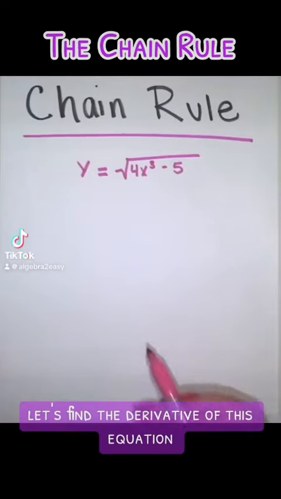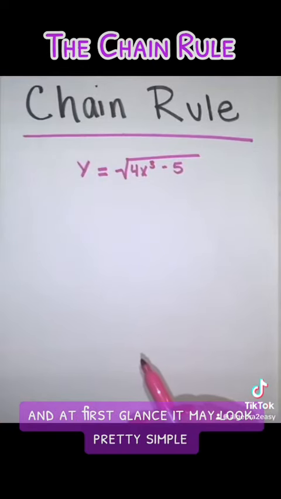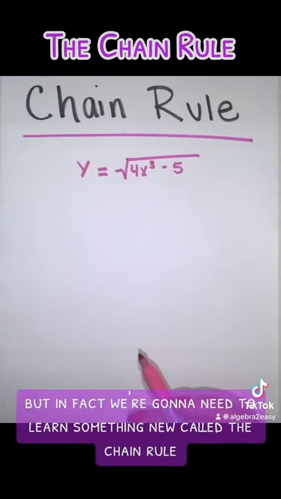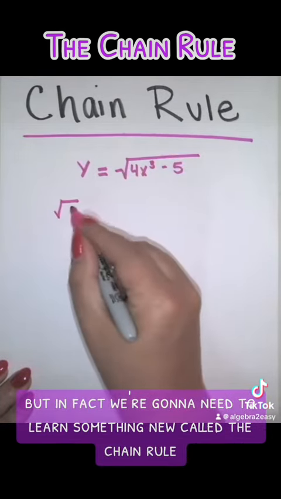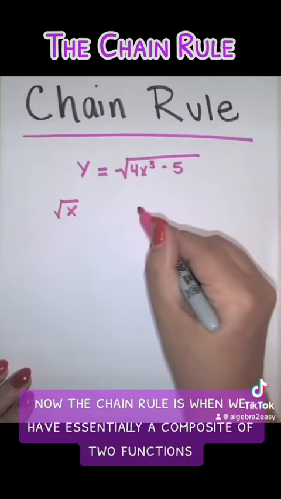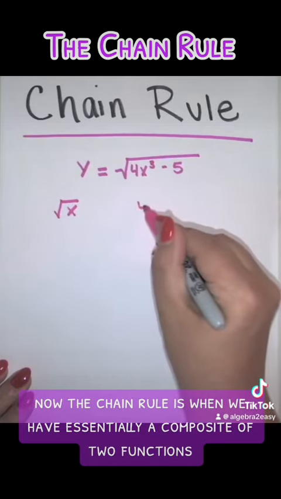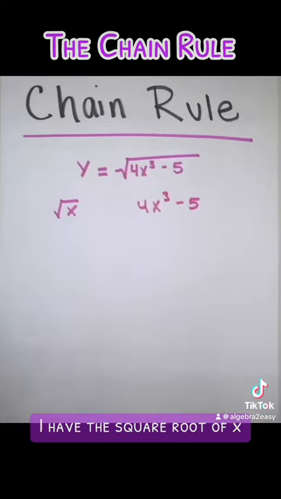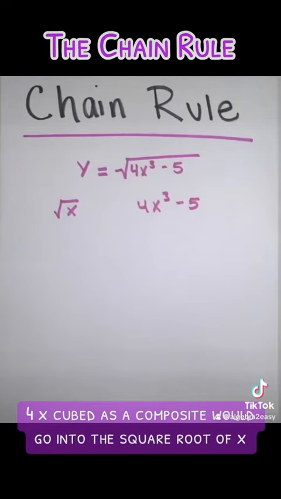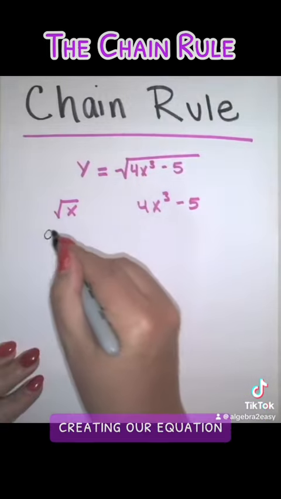Let's find the derivative of this equation. And at first glance, it may look pretty simple, but in fact, we're going to need to learn something new called the chain rule. Now, the chain rule is when we have essentially a composite of two functions. So here, technically, I have the square root of x and then 4x cubed minus 5. 4x cubed minus 5 as a composite would go into the square root of x, creating our equation.